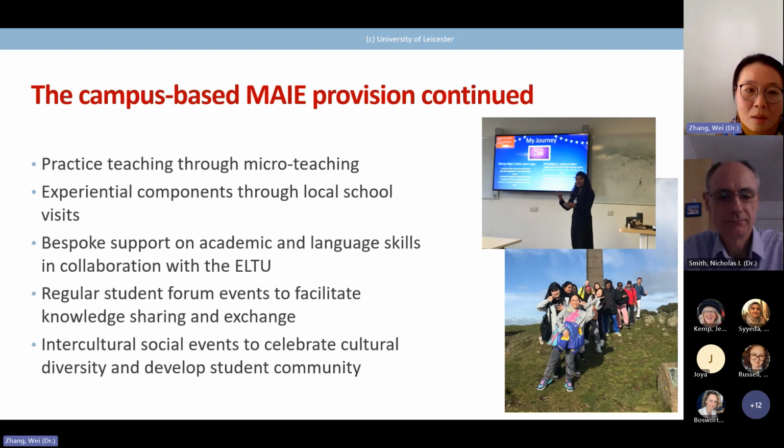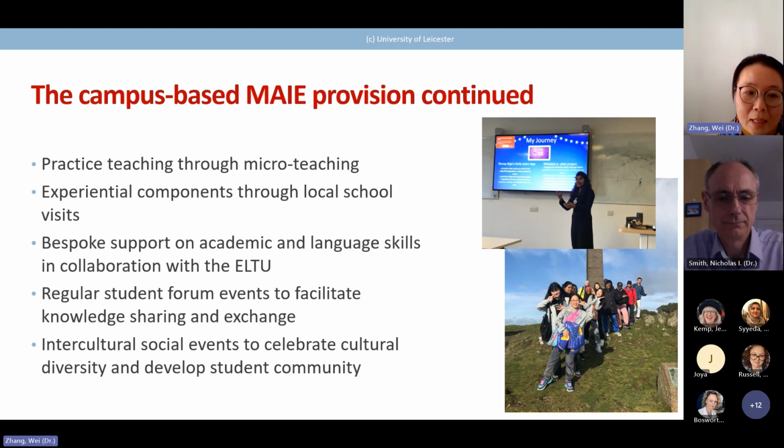The campus-based MAIE programs are also presenting you with opportunities for practice teaching, experiential components by working with local schools, paying visits to local schools. You also receive bespoke support from colleagues from institutions like ELTU, from the library, and from other central university services.